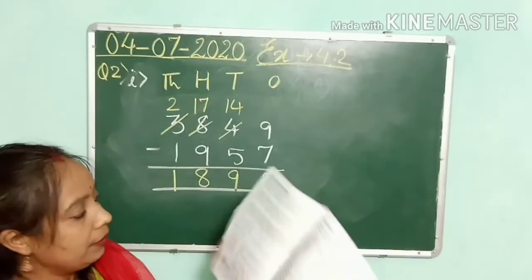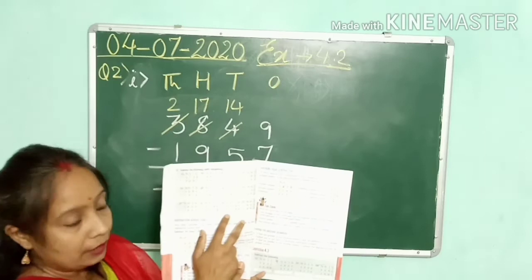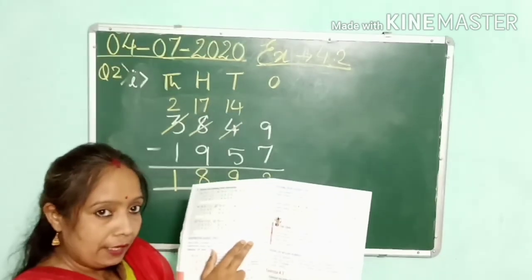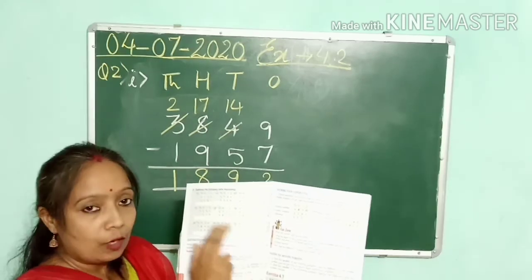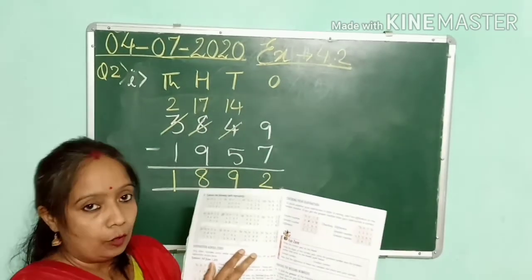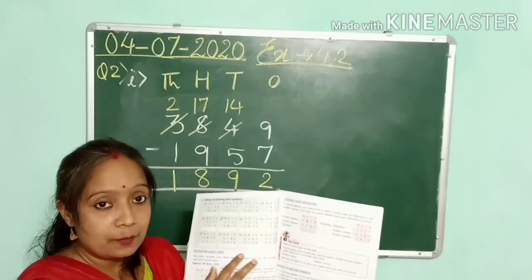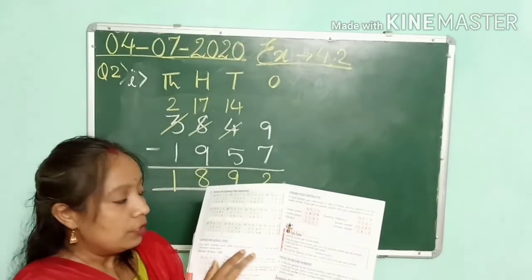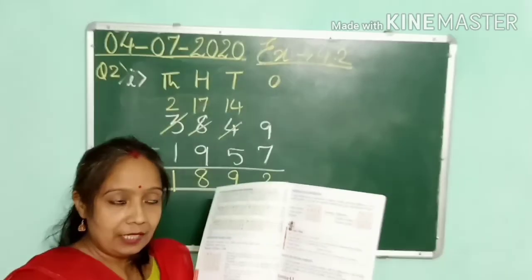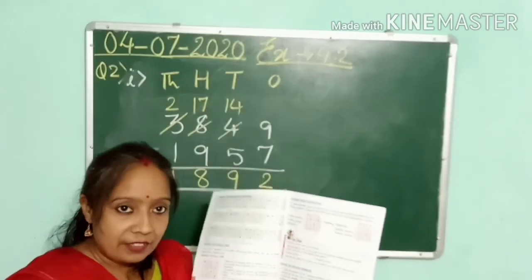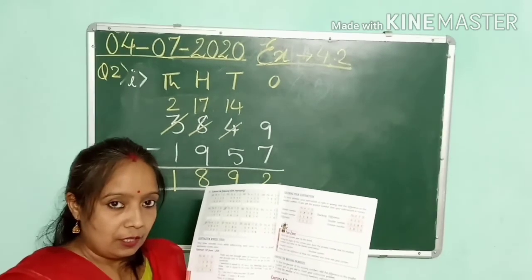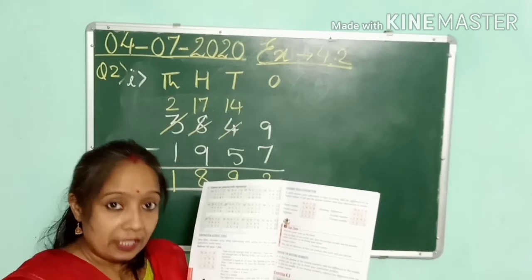Rest of the questions, children, which we have not done here in the class, you will do in your notebook. Okay? As homework. You try to solve all the questions. Okay? And solve in the book also. Because subtraction needs practice. You just borrow the digits. Ones digit will borrow from the tens digit. Tens digit will borrow from the hundreds digit. And hundreds digit will borrow from the thousands digit. Okay? Take your time. Do it carefully.